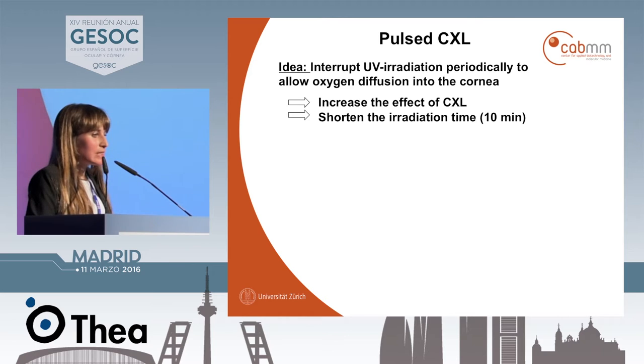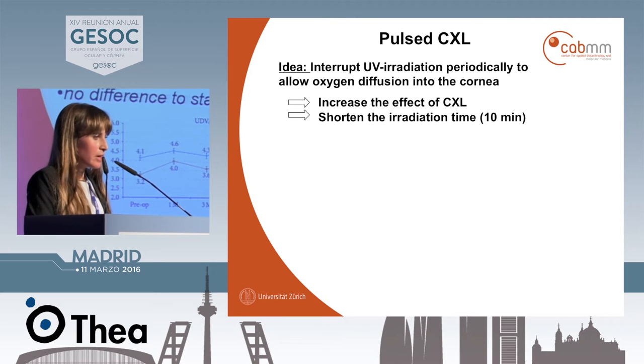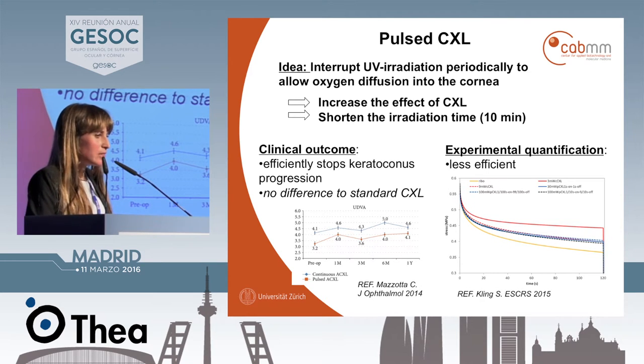The idea of pulse cross-linking is to interrupt the UV irradiation periodically to allow oxygen diffusion into the cornea, and this should increase the effect of cross-linking and shorten the irradiation time. So the clinical outcome is quite positive and shows that this pulse cross-linking can efficiently stop keratoconus progression, and there was no difference to the standard cross-linking treatment. However, experimental quantification showed this is roughly 50% less effective treatment regarding the biomechanical stiffening effect.